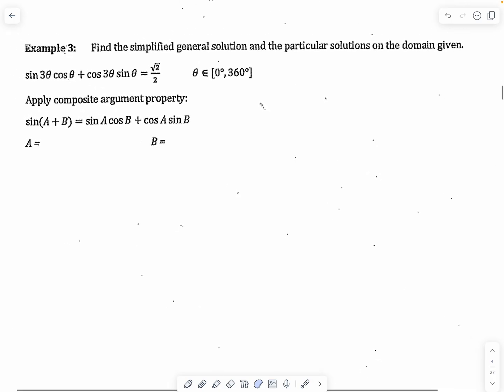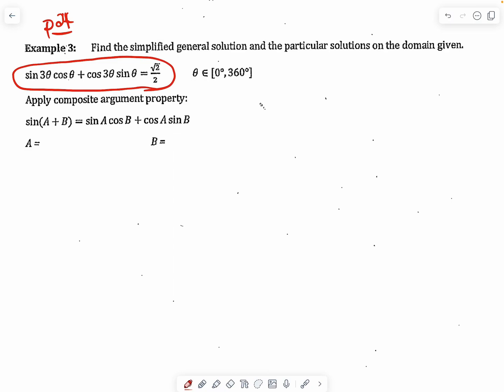This is page 24. Find the simplified general solution and the particular solutions on the given domain of this equation: sine of 3 theta cosine theta plus cosine 3 theta sine theta equals radical 2, from 0 to 360, one turn of the wheel. This is kind of meant to be a hint: it says apply the composite argument property.